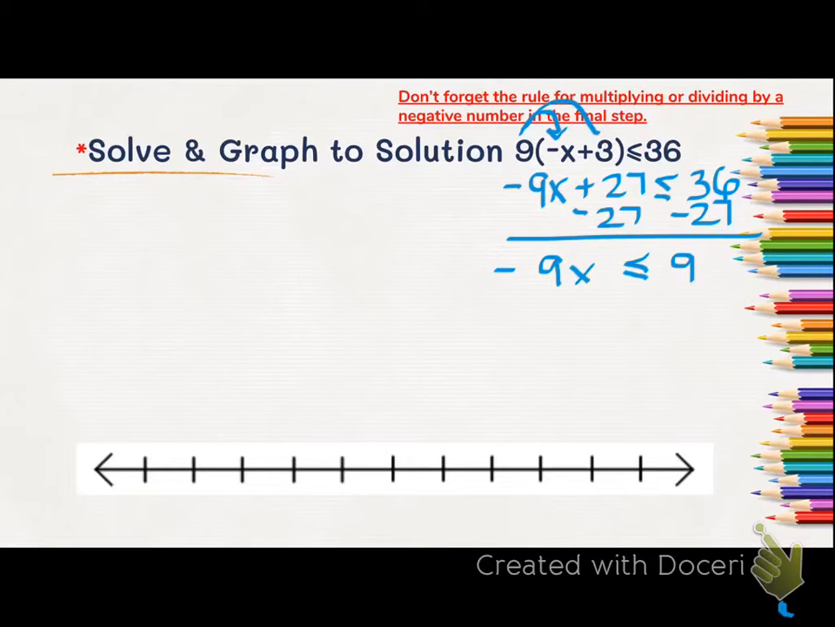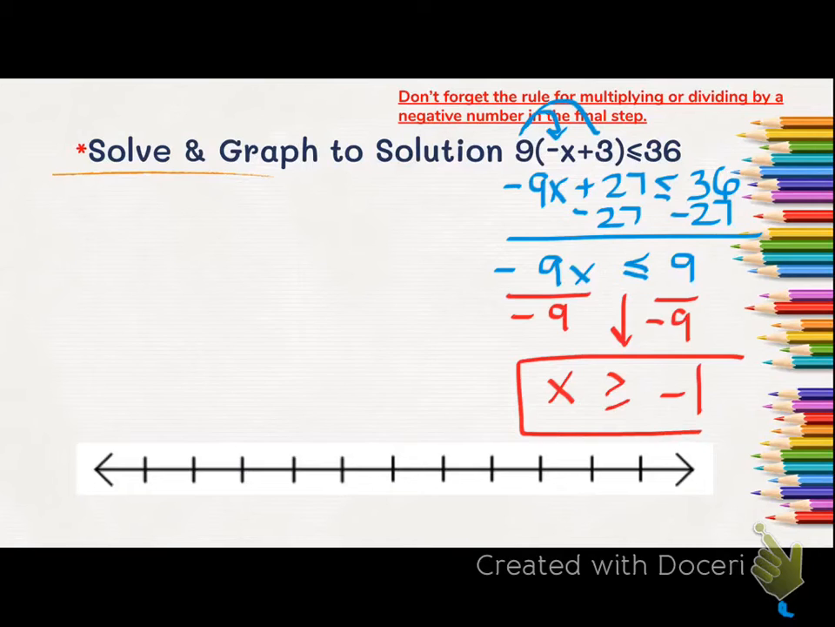Now we have a negative coefficient, so we're going to divide both sides by negative 9. And remember, when we divide or multiply by a negative, something needs to happen to that inequality symbol. It needs to change. So instead of it being less than or equal to, it's now going to be greater than or equal to. So the final answer is x is greater than or equal to negative 1. We can place a few numbers on the number line.